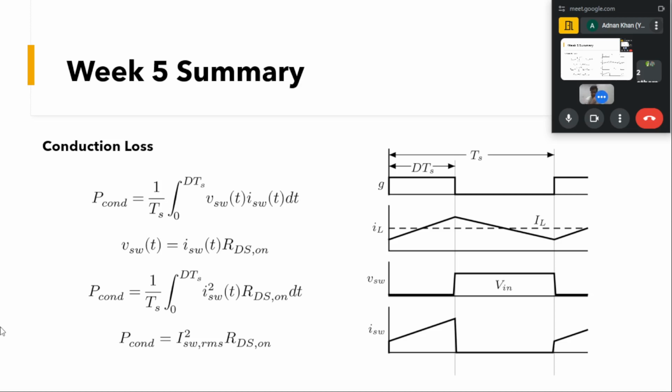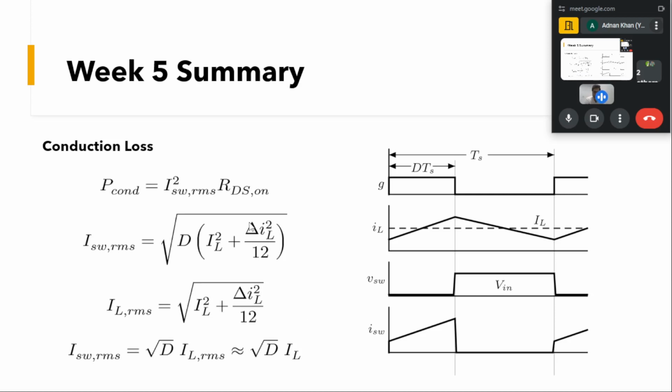in a particular switching interval, and that will be given by 1 by Ts times the integral from 0 to DTs. If we integrate this, the conduction loss will come out to be equal to I switching RMS square into RDS on. So if we know the RMS of the switching current, and we can get the RDS on through the data sheet of the device that we will be using for a particular topology, this P conduction loss can be calculated.